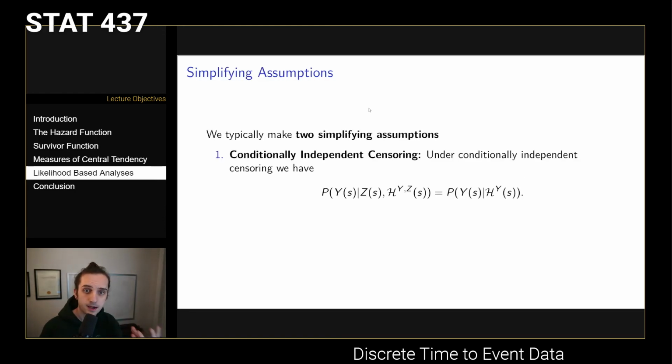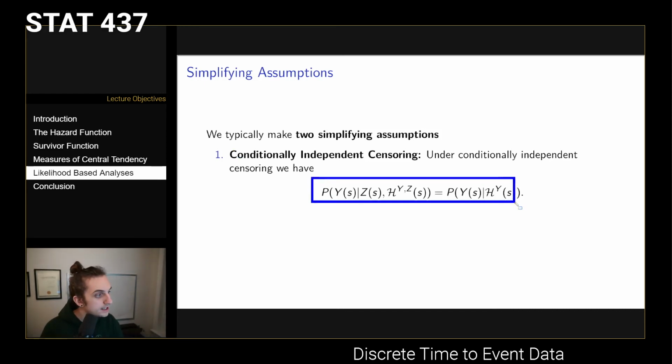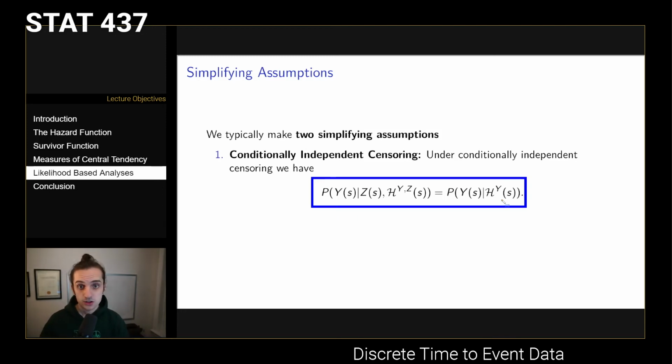And then we think about making two simplifying assumptions. So the first is that we want conditionally independent censoring. And so under conditionally independent censoring, what we're saying is that if you take this probability of the event process and you condition on both the history and the state of being censored or not, that's the same probability as just conditioning on the history. So knowing that the event has not happened up to time s minus 1, the censoring process gives us no more information than that, all right?